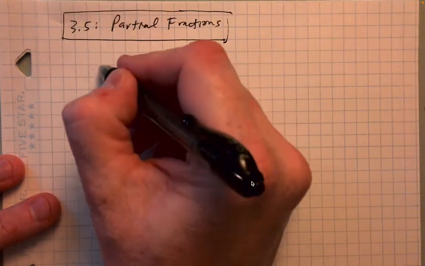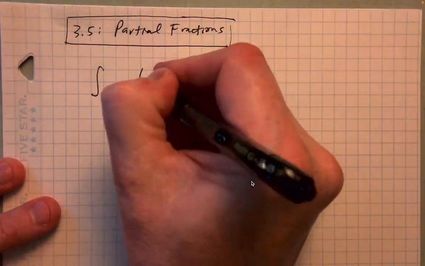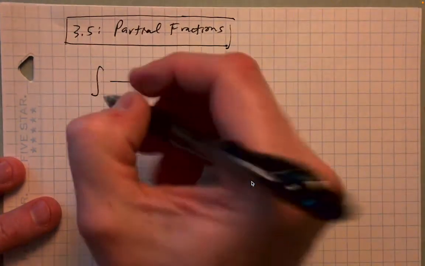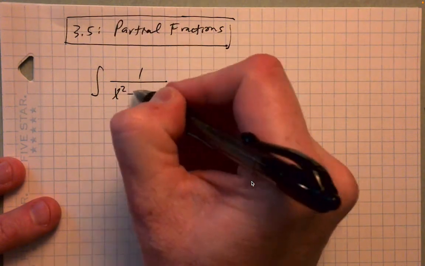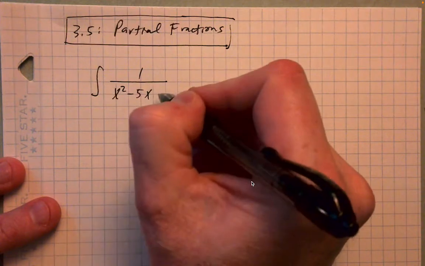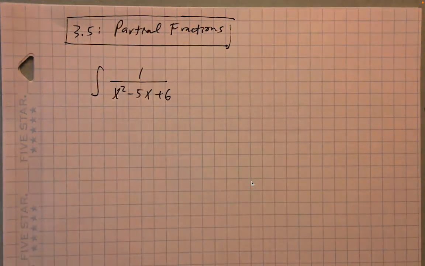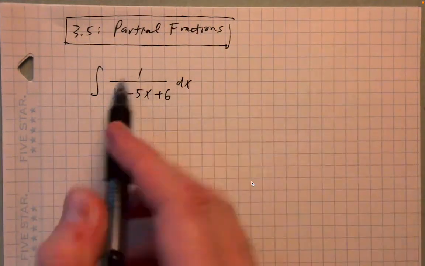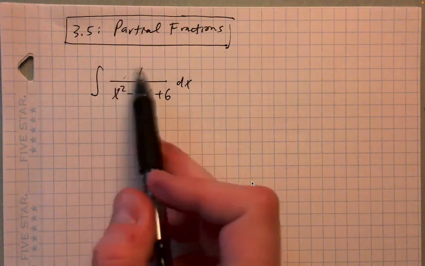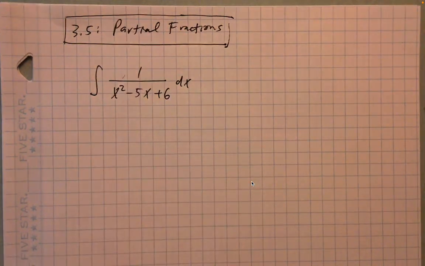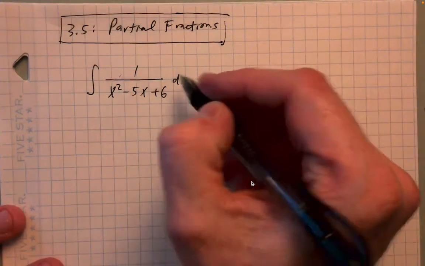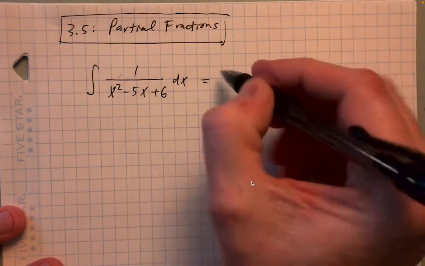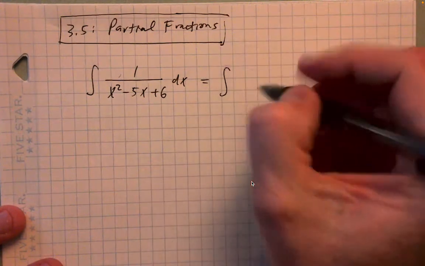All right, but the basic idea here is to take an integral that looks something like this. This is just one example. Something that has a denominator that is some kind of polynomial, and it could be a rational function with a numerator that's also a polynomial other than just the constant 1, and to convert it into something that looks like this.